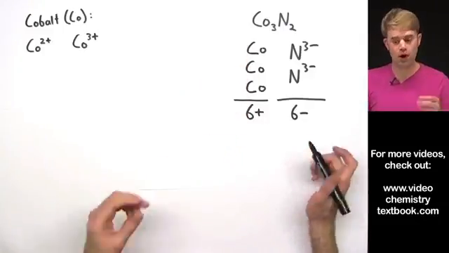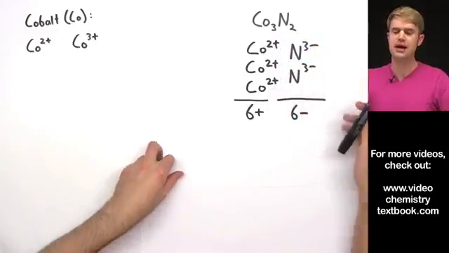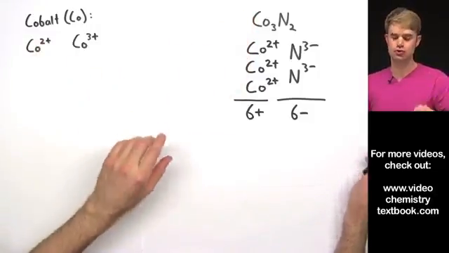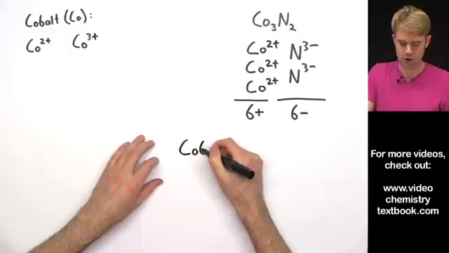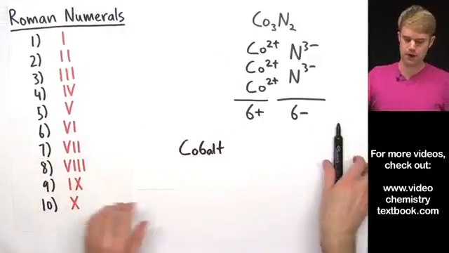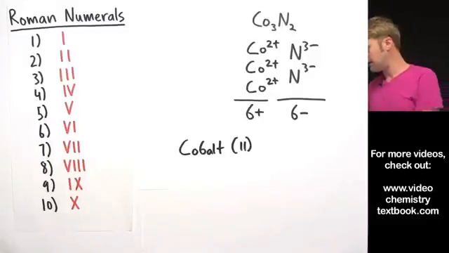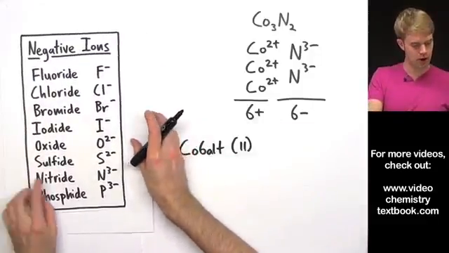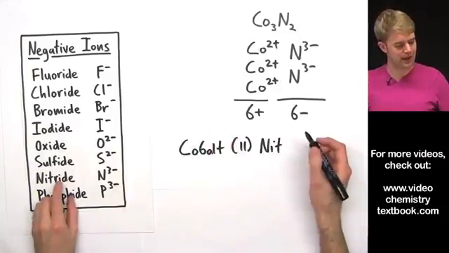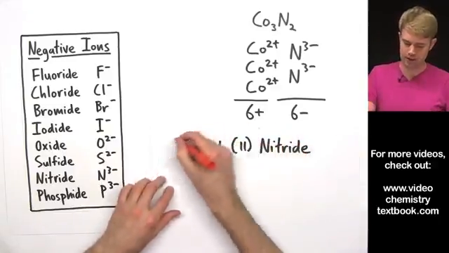We'll do it so that each one of them has 2+ of charge. And that means that in this chemical compound, cobalt has a charge of 2+. So for naming it, we'll call it cobalt, Roman numerals here, parentheses 2, because that's its charge here. And finally, N3-, we call that nitride. The neutral element is called nitrogen, and then we add that IDE: cobalt(II) nitride.